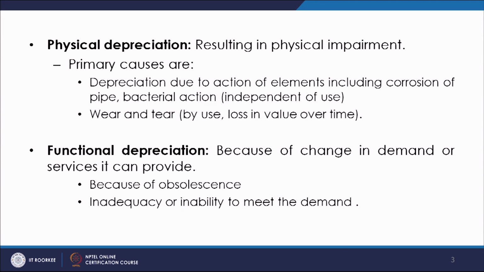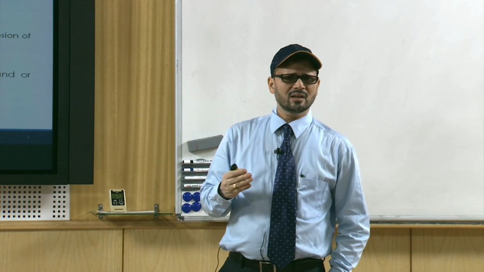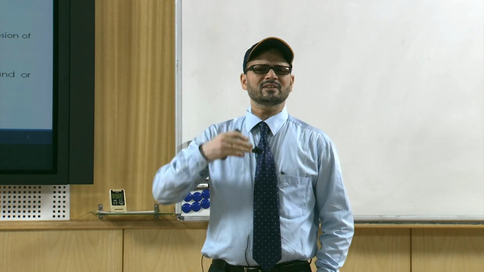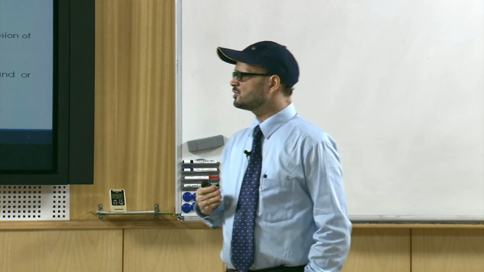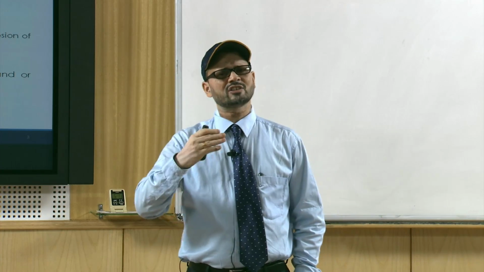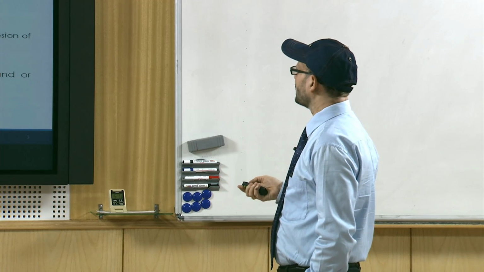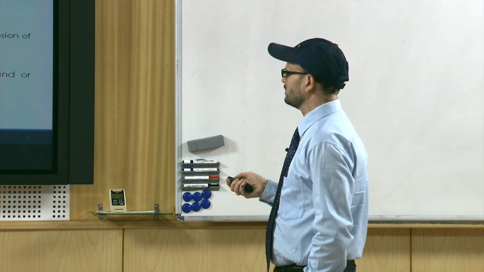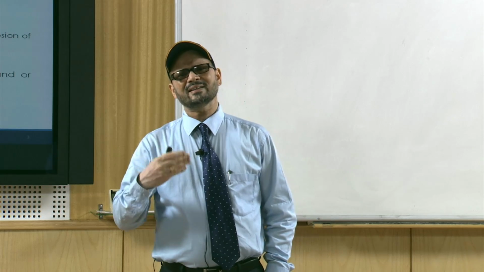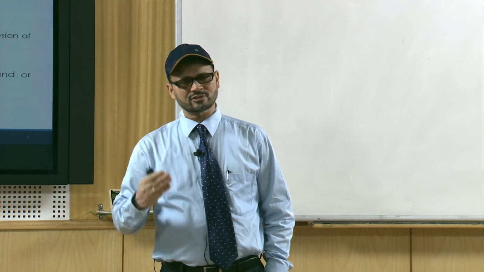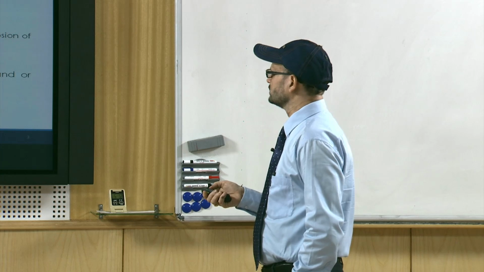Functional depreciation, on the other hand, is because of a change in demand or in the services it can provide. In this case it is not that the material is physically inefficient. The material or asset can work satisfactorily, but there are external reasons which affect its demand or its value. Maybe the demand has changed, and that is why the asset has lost its value because of obsolescence.